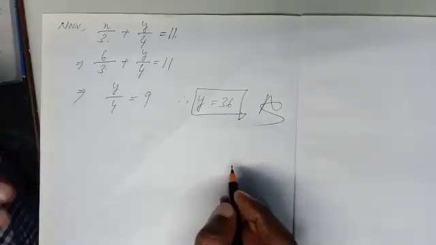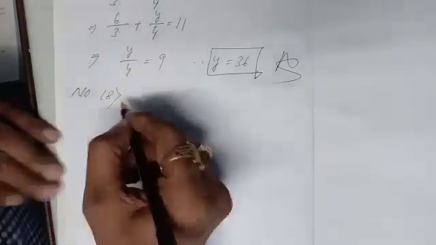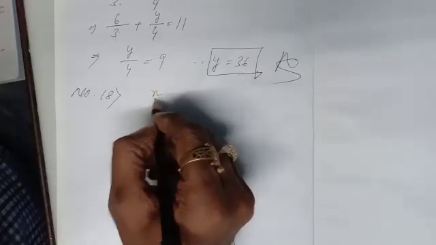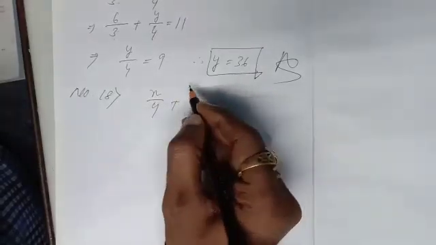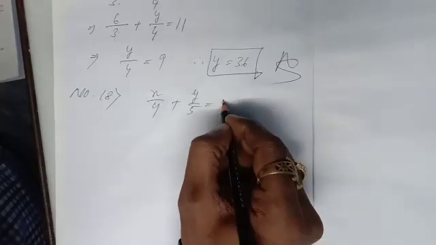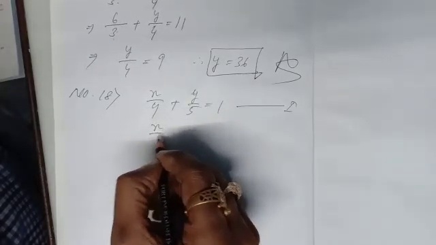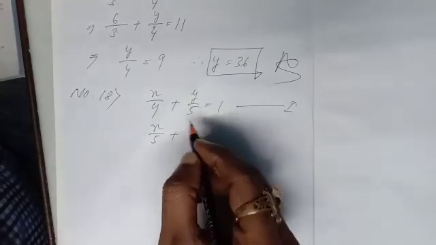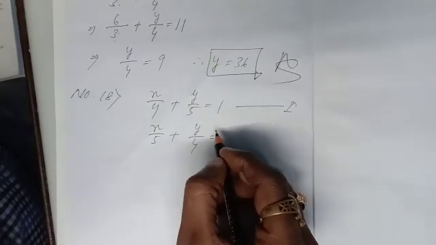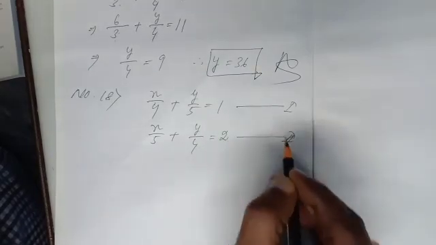See question number 18. I am writing the next question, question number 18. It is given x by 4 plus y by 5 is equal to 1. This is equation number 1. The second equation given is x by 5 plus y by 4 is equal to 2. This is question number 18, and I am doing it like this.